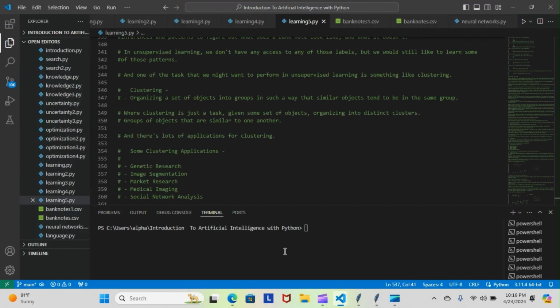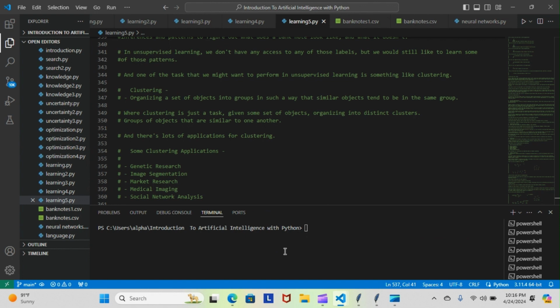Now, if you recall, the last thing we went over was supervised learning. So tonight we're going to pick it up where we left off with unsupervised learning. In unsupervised learning, we don't have any access to any of those labels like raining or not raining, counterfeit or not counterfeit, but we would still like to learn some of those patterns. And one of the tasks that we might want to perform in unsupervised learning is something called clustering.